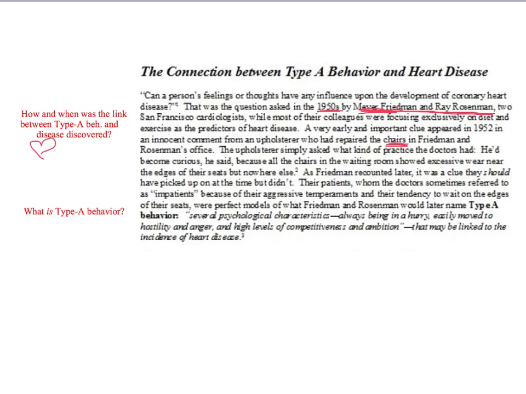Am I going to underline the words several psychological characteristics? Absolutely not. Because I am going to underline always being in a hurry, easily moving to hostility and anger, high levels of competitiveness and ambition. I am underlining all of those things, and guess what? Those are psychological characteristics, and there are several of them. So I don't need to underline the words several psychological characteristics. And am I going to underline that may be linked to the incidence of heart disease? Certainly not, because if they weren't thought to be linked to the incidence of heart disease, they wouldn't be in this passage to begin with. So after going through this paragraph, writing the questions and underlining, that's all I've got.